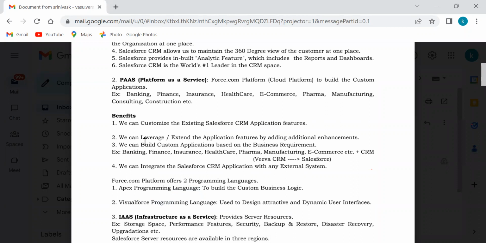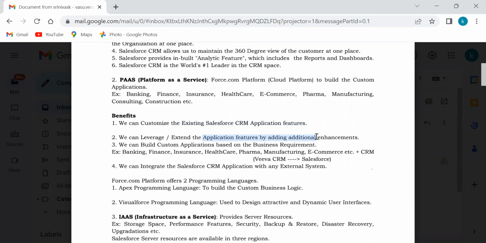Now let us know the benefits of this Force.com platform. Using this Force.com platform, we can customize the existing CRM application features also. Not only building a new application, you can even customize the existing application features. As well, you can extend the application features by making some enhancements, by adding some additional features.